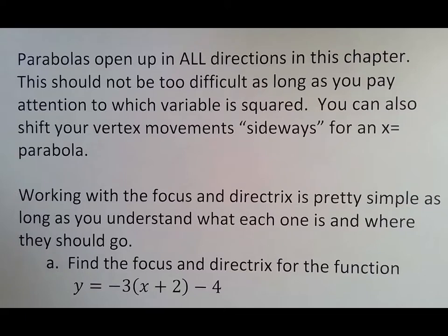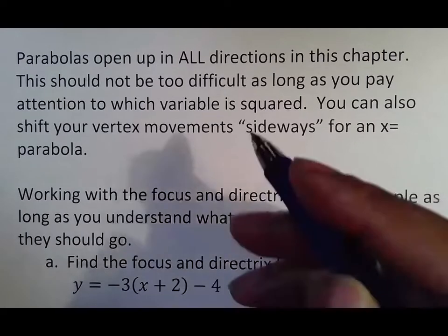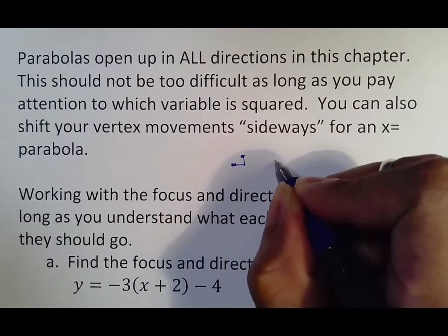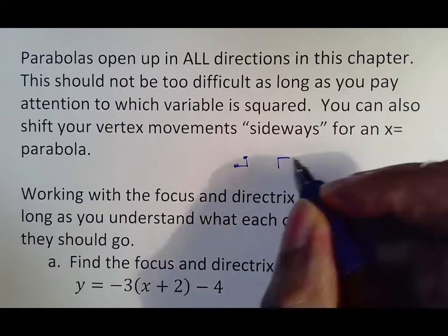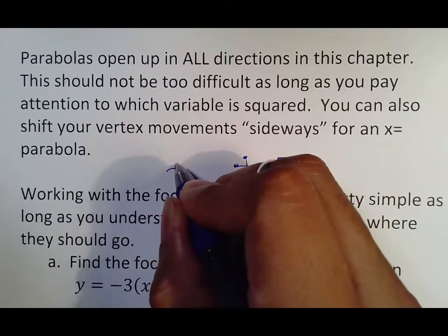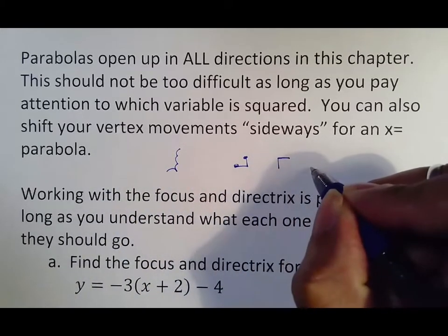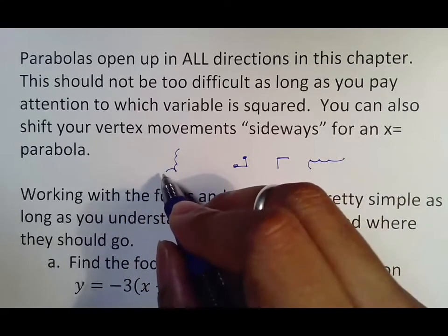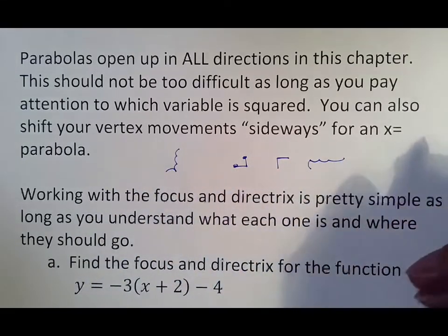Parabolas open up in all directions for this chapter. It should not be difficult as long as you pay attention to which variable is squared. As I said earlier, you can also shift your vertex movement sideways. So instead of going right and up, you'll now go up and right. So if you went right 1, up 3, then now you would go up 1, right 3. Instead of doing it, the vertical direction would be the horizontal direction.